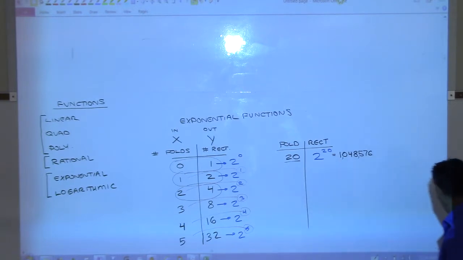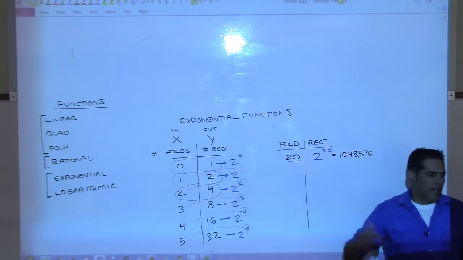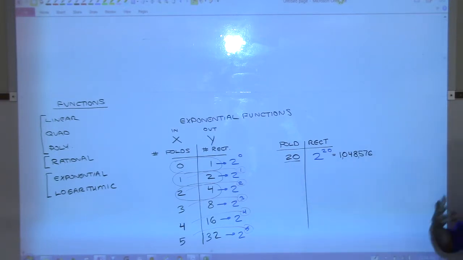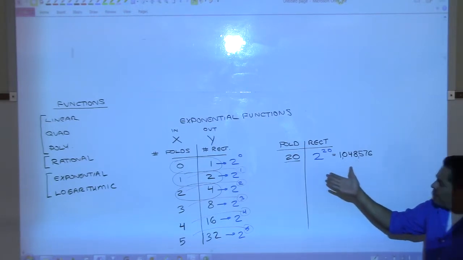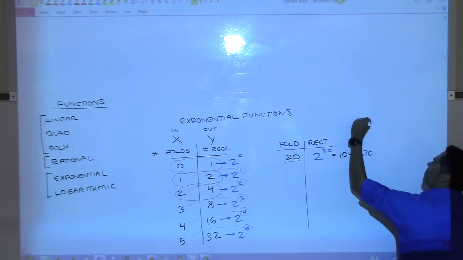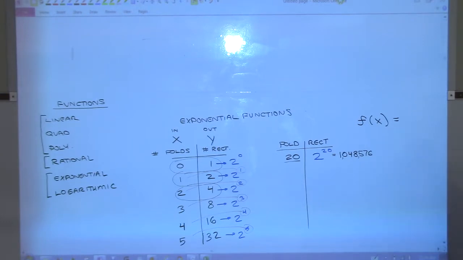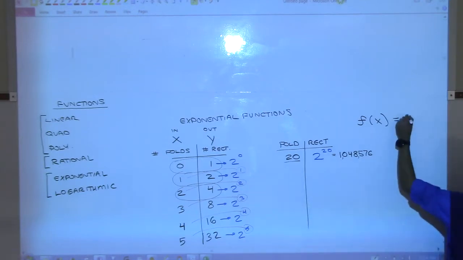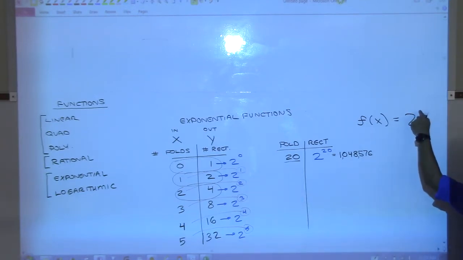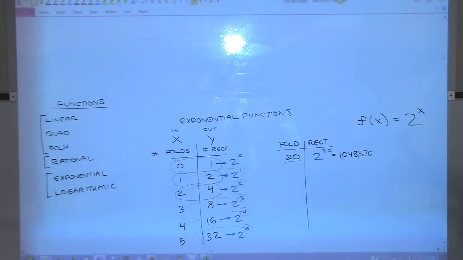So the point is you could never do this. Physically, you could never fold that paper 20 times. But theoretically, if you could, then you would have over a million rectangles. So look at this function that I just put here. If I were to ask you what the function is, what would it be? They all have as the base 2, right? So this is 2, and then up here is the input. So I'm going to call that my x. It's 2 raised to the x, right?